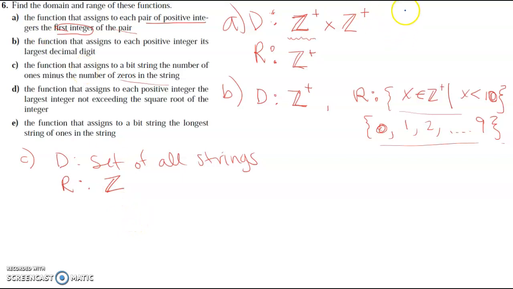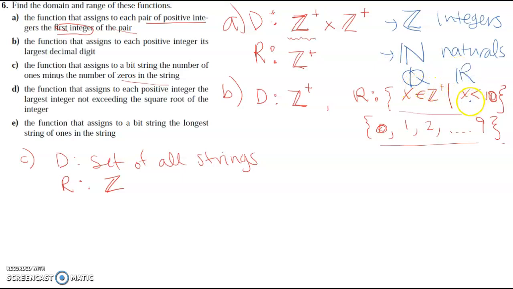I should probably tell you that if you're not familiar with these symbols, this one is the integers, this one is the natural numbers, and Q with that is the rational numbers. We will mainly be using the integers and the natural numbers. And of course, you know this one is the real numbers.